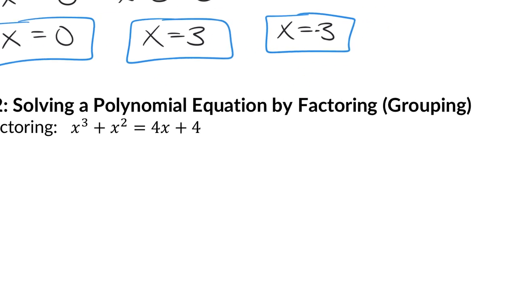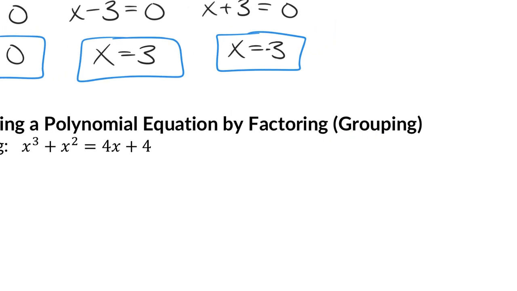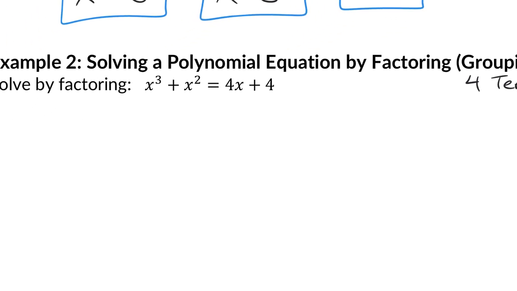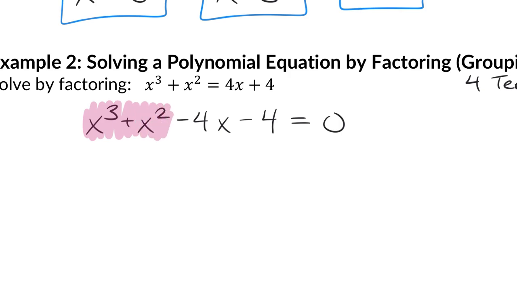Let's try another one. Now this one is interesting. Because there are 4 terms, we're going to have to use a process called grouping. Grouping is used when there are 4 terms in your polynomial. We have 4 terms here because if we set this equal to 0, we end up with x cubed plus x squared minus 4x minus 4 equal to 0. There are 4 terms. 1, 2, 3, 4. Now what I want to do is separate these into the first 2 terms and the second 2 terms. And we're going to take the GCF of each pair separately. This is the grouping mechanism.